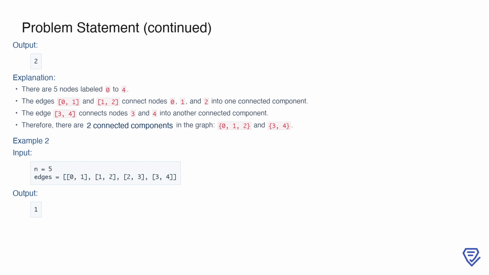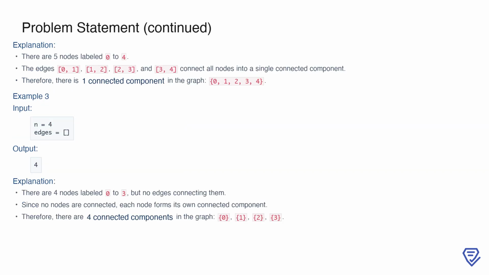Now consider the second example, where n equals 5 and the edges are [0, 1], [1, 2], [2, 3], [3, 4]. Here, all nodes are connected together through the edges, forming a single connected component that includes all nodes 0, 1, 2, 3, 4. Therefore, the output is 1 in this case. In the third example, we have n equals 4 nodes labeled from 0 to 3 and no edges, meaning edges equals an empty list. Since there are no connections between the nodes, each node forms its own connected component. This means there are 4 connected components, which are {0}, {1}, {2}, and {3}. As a result, the output is 4.